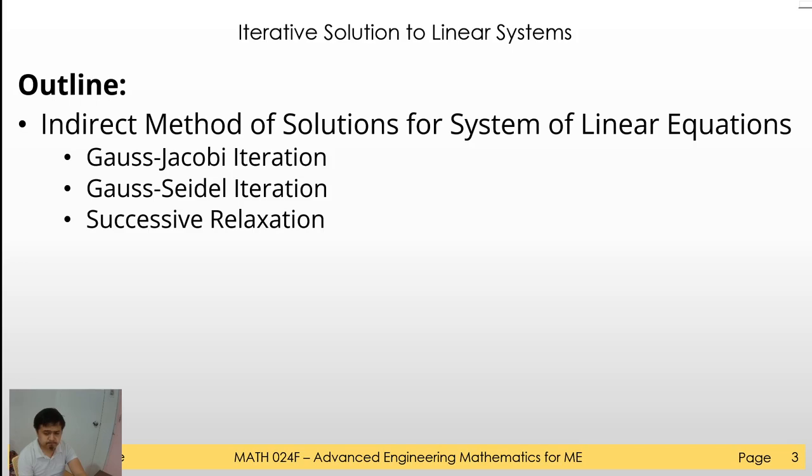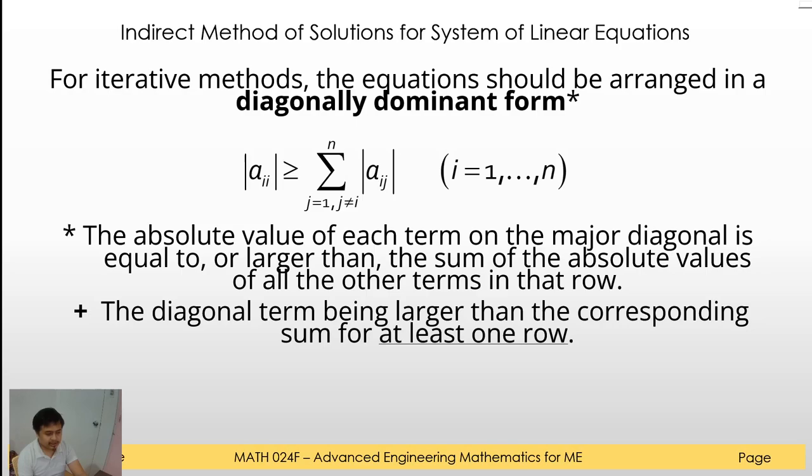Before we dive into the methods of solving systems of linear equations using indirect methods, we want to first figure out the diagonal dominance. A sufficient condition for solving systems of linear equations using iterative methods is that it should be diagonally dominant. Again, to guarantee a solution using the iterative method, it should be diagonally dominant. Although it is not required, it will guarantee the solution if it is diagonally dominant. It might still converge to a solution even if it is not diagonally dominant. But again, diagonal dominance is the sufficient condition.